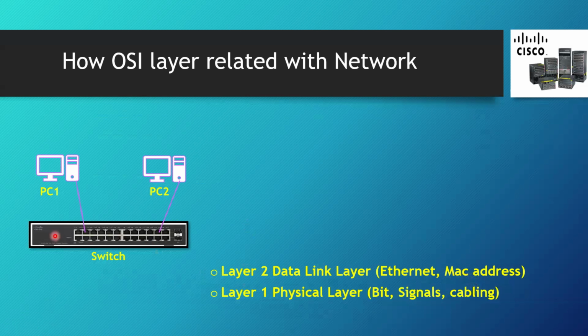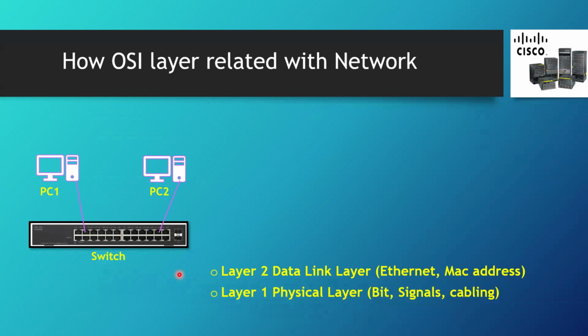What is MAC address? Every electronic device will have its own MAC address. For example, this PC1 will have one MAC address, PC2 will have a MAC address. So this MAC address is an individual or unique identification number for a device. Let's say, for example, in a company, you have 50 computers. So 50 computers will have 50 different MAC addresses.